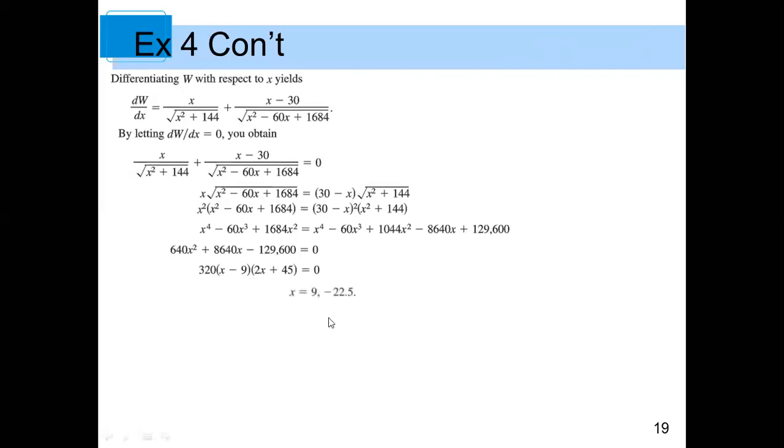And you get x equals 9 and negative 22.5. Well, you could throw negative 22.5 out because x is the distance from one pole to the other, or the distance from the pole to where you put the stake in the ground.